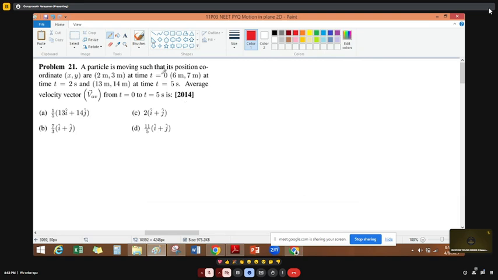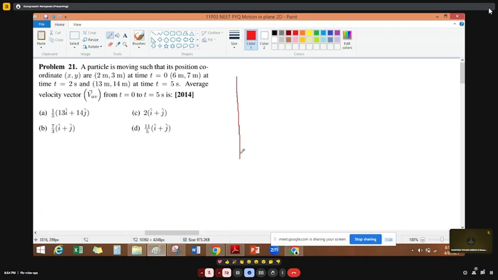Okay, a particle is moving such that its position coordinates x, y are (2, 3) at time t equals 0, (6, 7) at time t equals 2 seconds, and (13, 14) at time 5 seconds. Find the average velocity vector from t equals 0 to t equals 5.